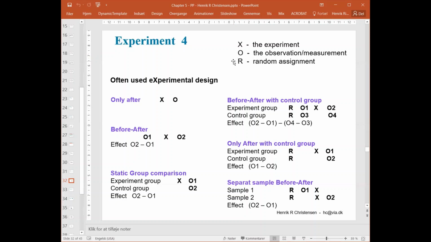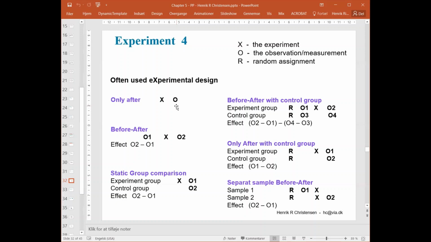And then R is about assigning members to the groups at a random basis. So as you can see here, we have one specific experimental design, which is called only after. So we do the experiment and then we measure. But of course, there are lots of problems with that, because we have no idea whether the experiment has actually caused any changes in this.